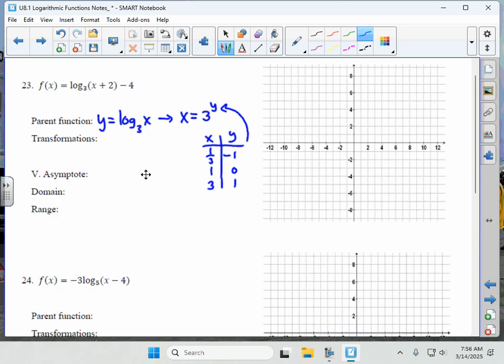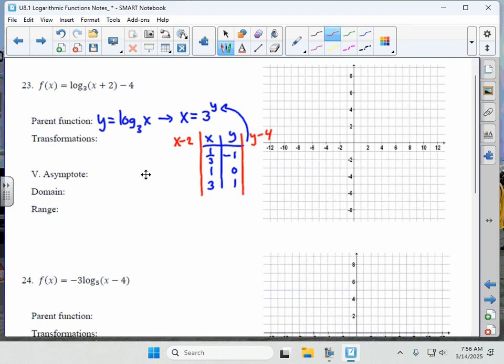Now we can apply the transformations that are occurring. The x plus 2 is a binomial, so it affects the x's, and it does the opposite. So we subtract 2 from all the x's. And the minus 4 is on the outside, so that affects the y. So we subtract 4 from all the y's.